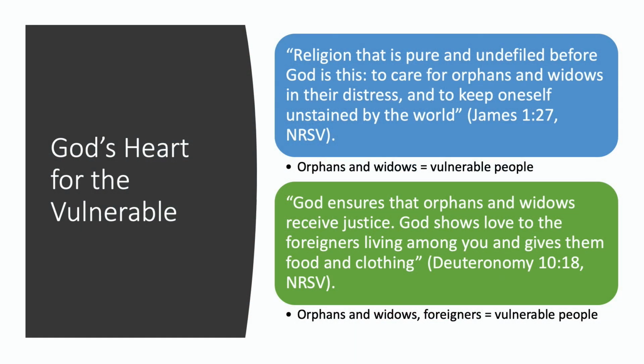In Scripture, both New Testament and Hebrew Scriptures, we hear about orphans, widows, and foreigners as the vulnerable populations of the time. In James, we read, "Religion that is pure and undefiled before God is this, to care for orphans and widows in their distress, and to keep oneself unstained by the world." And in Deuteronomy, we read, "God ensures that orphans and widows receive justice. God shows love to the foreigners living among you and gives them food and clothing."